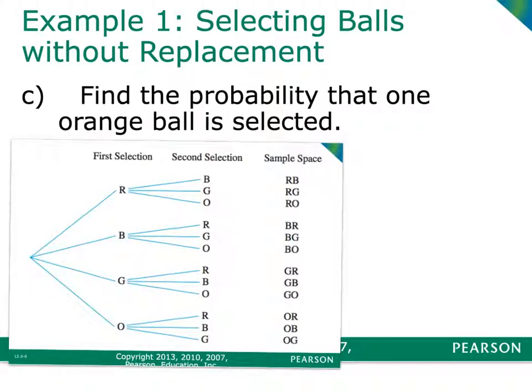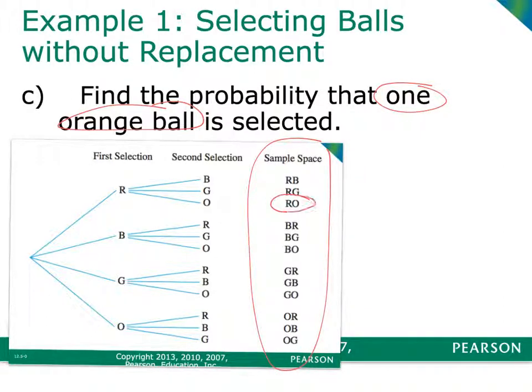Our favorable event is to get one orange ball. So if you're looking at your sample space, you are looking at the items that have only one O in it. That could happen from red orange, blue orange, green orange, orange red, orange blue, or orange green. So there's 1, 2, 3, 4, 5, 6 favorable events. There are 6 ways to draw one orange ball.